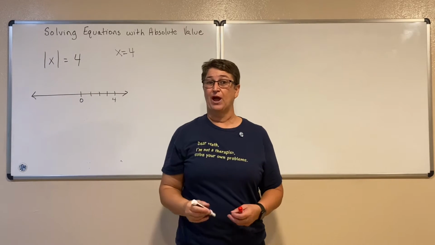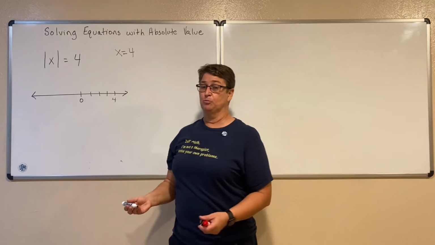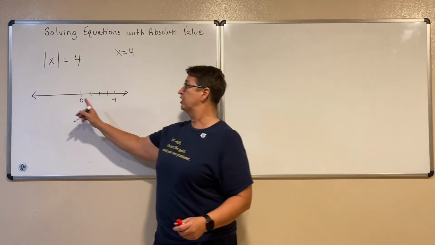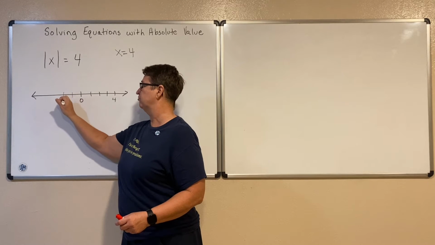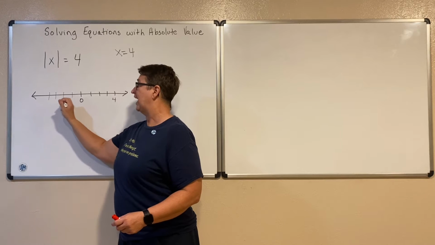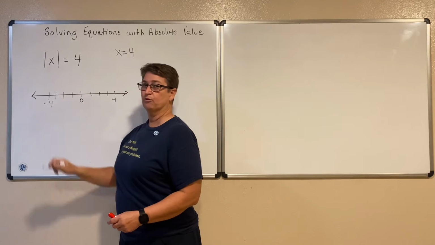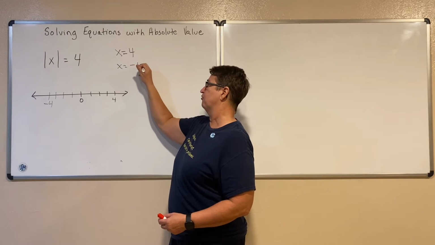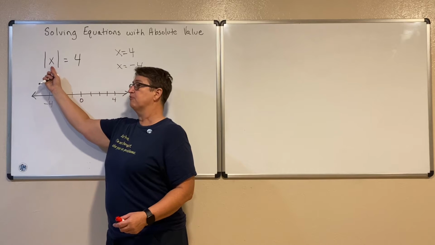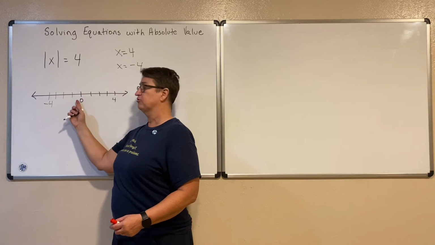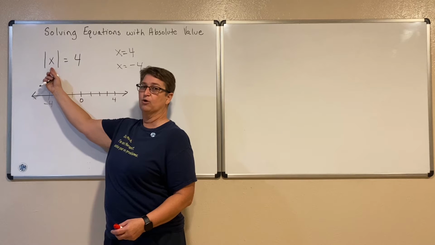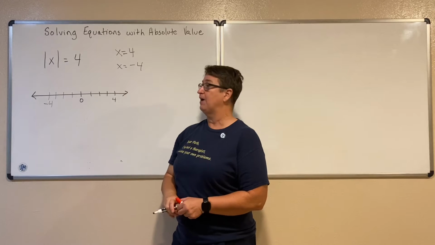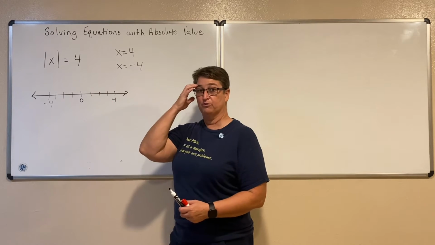But there's another number as well that x could be, because there's another number that's 4 units away from 0. If we go to the left 4 units, 1, 2, 3, 4, that's also 4 units away from 0. So x could also be a negative 4, because negative 4 is also 4 spots away from 0. So the absolute value of negative 4 is also equal to 4. The absolute value is just the distance from 0.